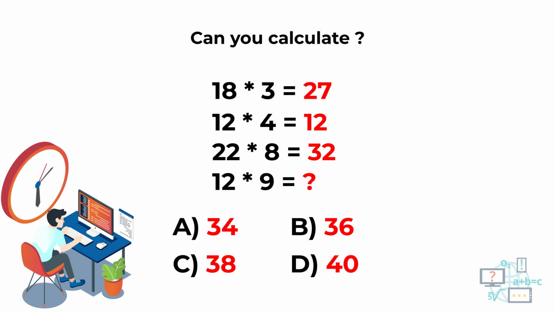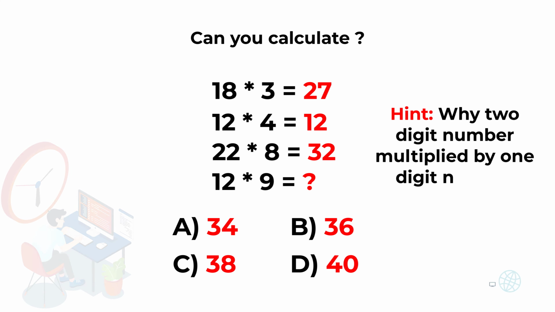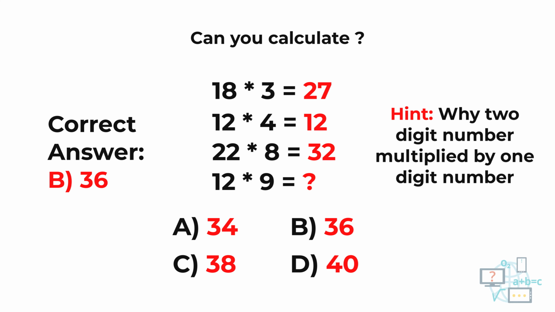I'm going to give you a quick hint. Do you know why it's always 2-digit number multiplied by 1-digit number? The correct answer here is choice B, 36.